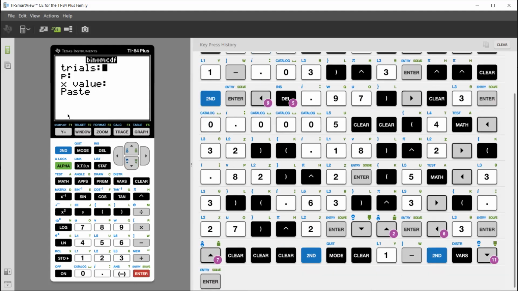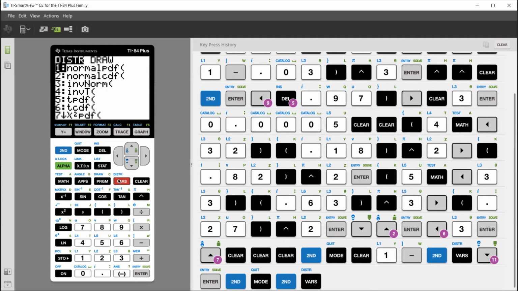Hold on, where do I go? Okay, so let me come back out. So you have 1 minus on your calculator, right? Then go to second here, and then on top of vars, VARS is distribution, DISTR. Hit that. And then go down on the menu until you see binom CDF.